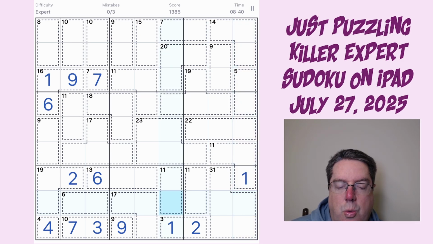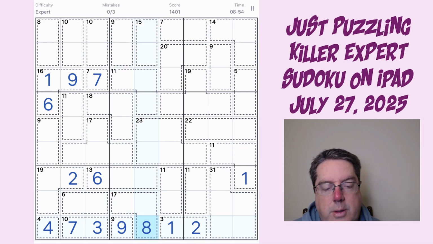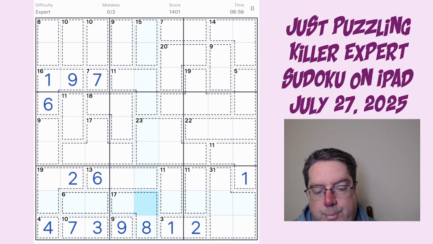So 2 and 9 are out. So 2 is one of these two. This is going to be 8 and 7. So 8 can be there. 2 is here. And 7 is here. So that's definitely an 8. This is 2 and 7. So 7 can be one of these two.